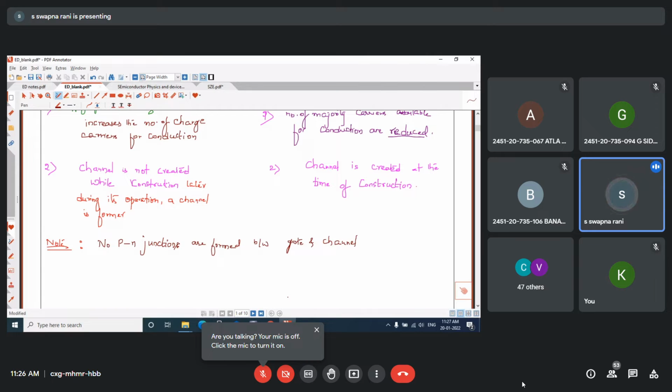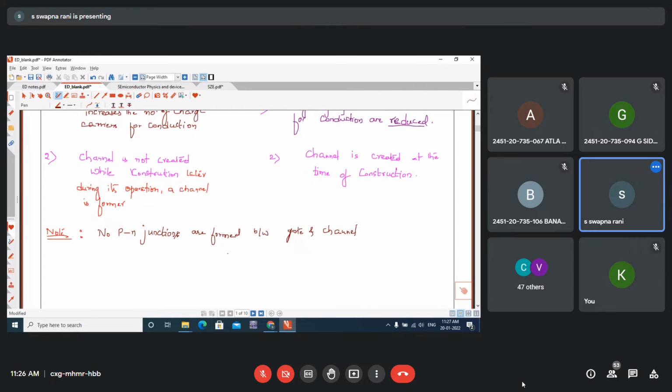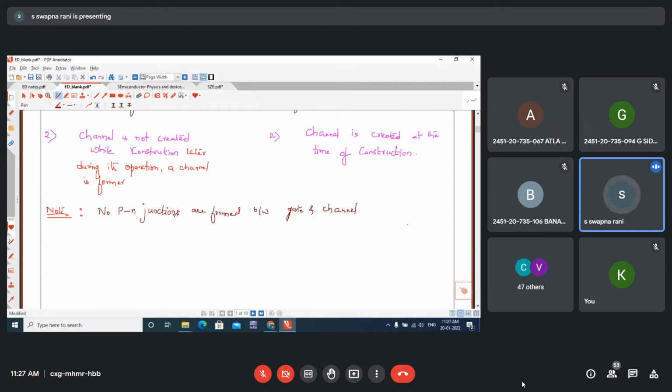So no junctions are formed between gate and channel, whereas the gate is separated from the channel with an insulating material. అందుకని మనకి అసలు గేట్ కరెంట్ జీరో ఉంటుంది. గేట్ కరెంట్ IG is exactly zero.